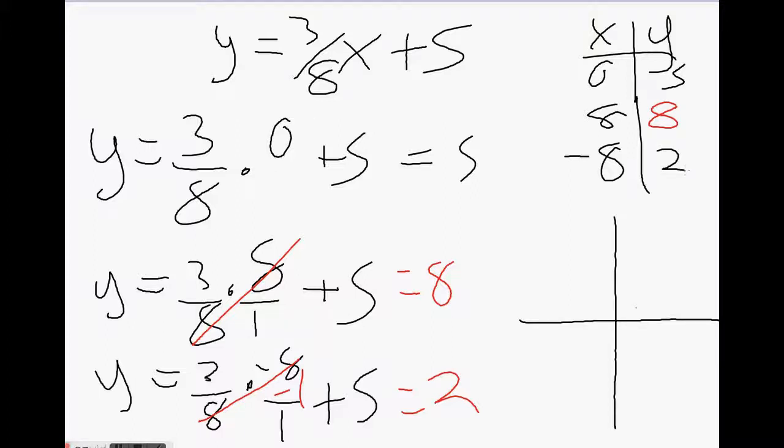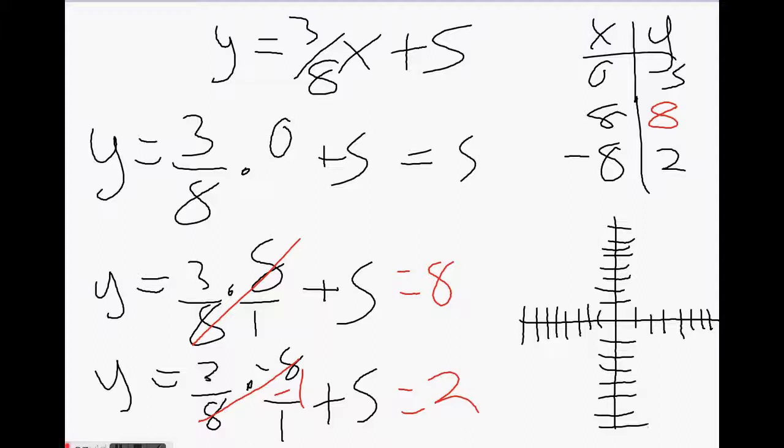So 1, 2, 3, 4, 5, 6, 7, 8 on each axis. I'll try to be more neat this time.